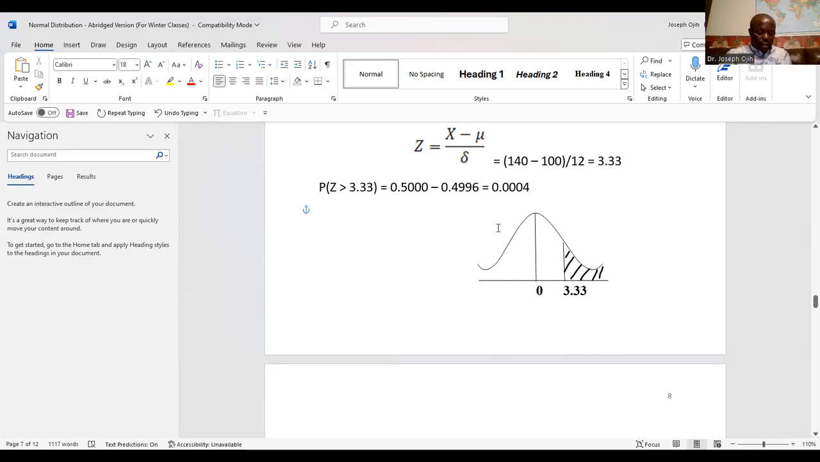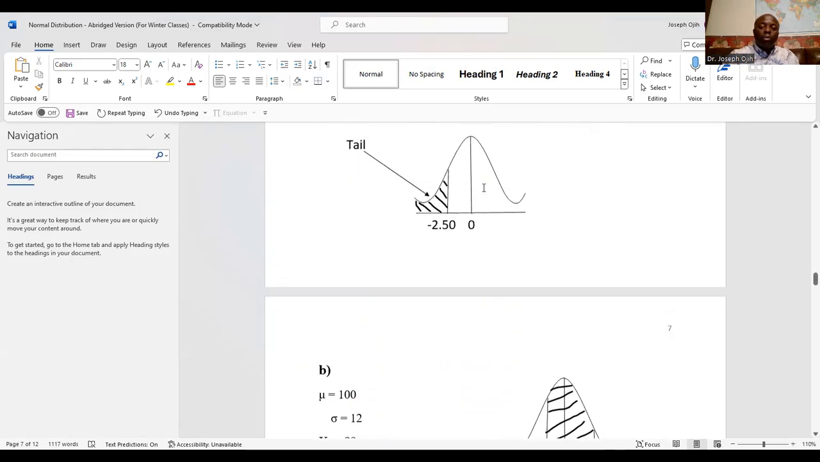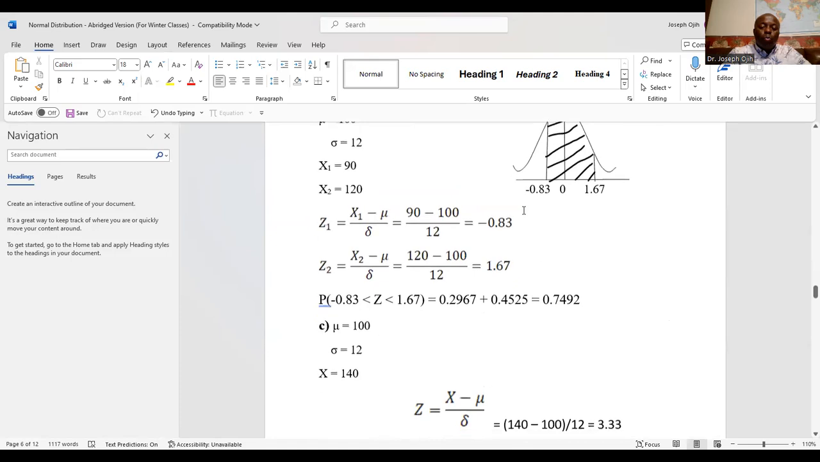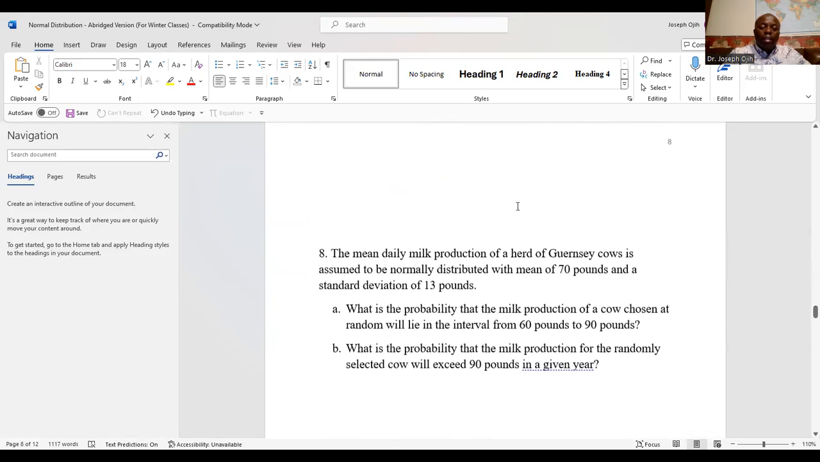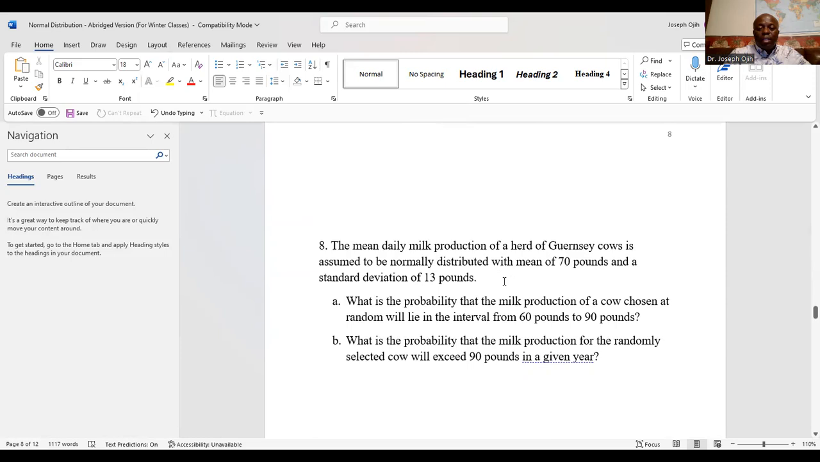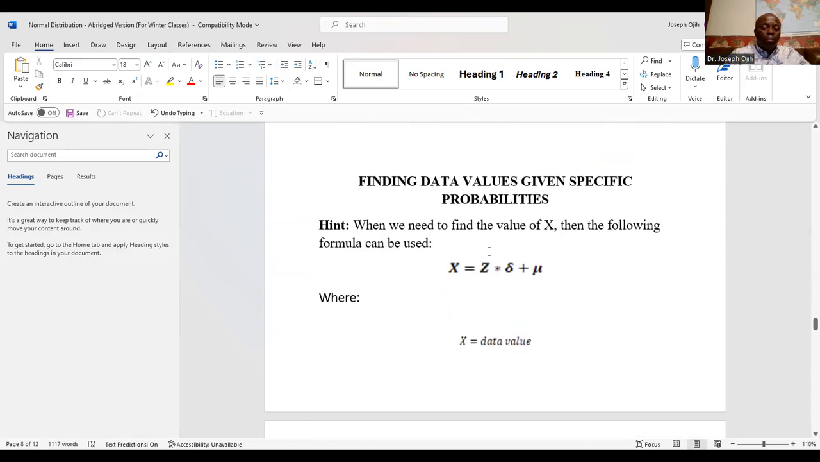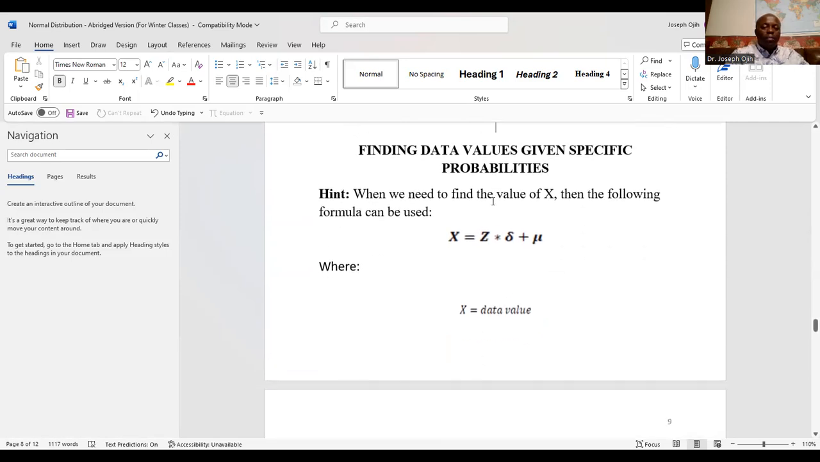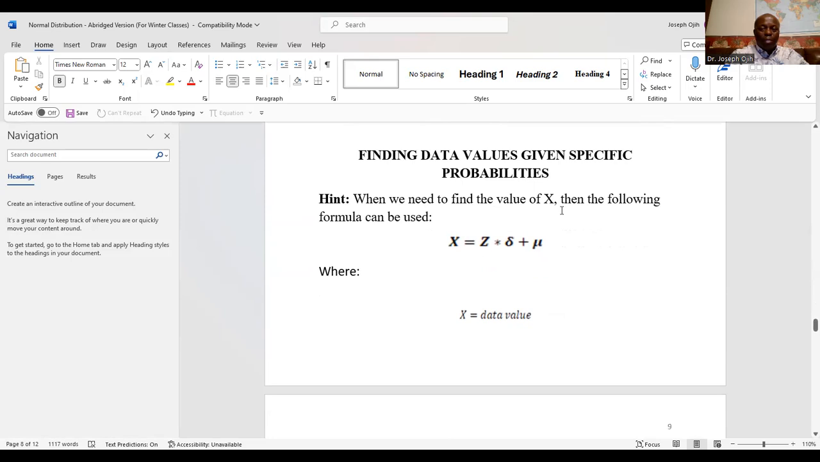Good. Excellent. There's no question. That's good. So that's how you use the normal distribution table to find the different probabilities. Since there's no question, let's look at the next thing in line. Maybe you can try this one as practice for yourself at home. This one says finding values giving specific probabilities.